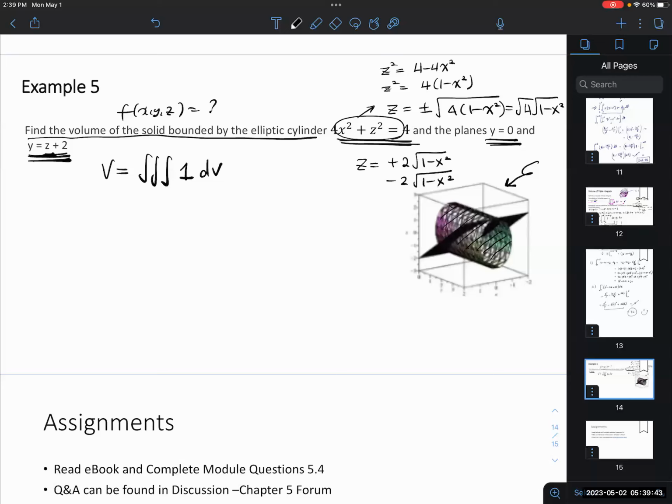So actually, this is the interval for z, right? This is going to be related to the y interval, but hold on there. Let me just write it. So first of all, whatever the region is, we have x, y, z. The z interval is between, okay, let me bring it here, minus 2 radical 1 minus x squared, and plus 2 radical 1 minus x squared.